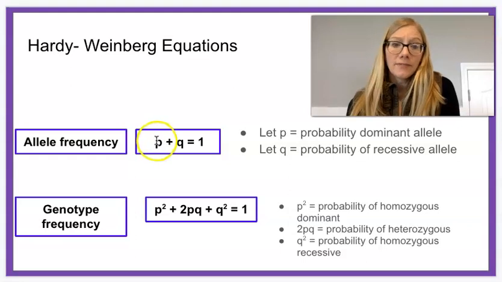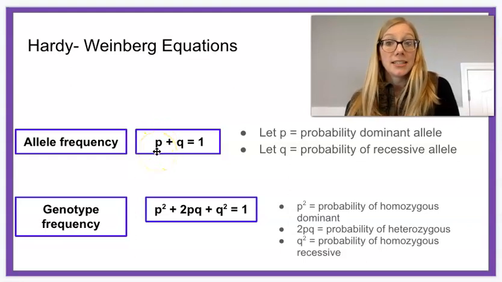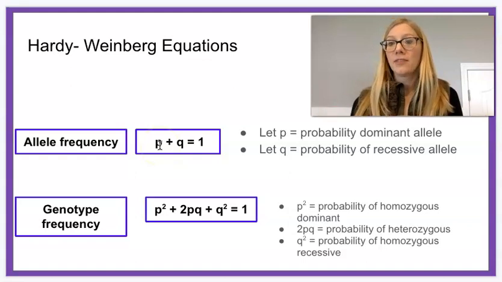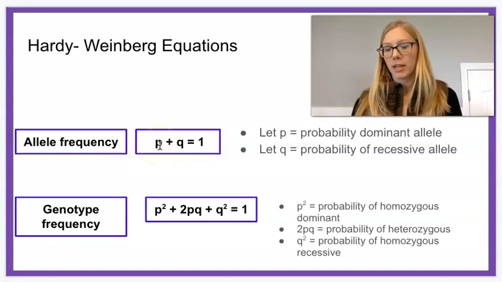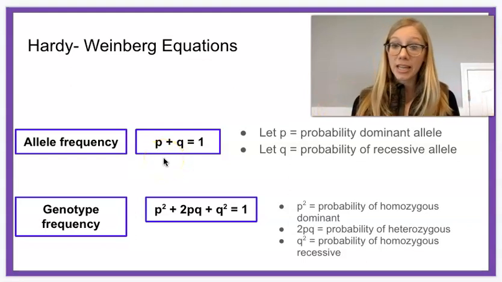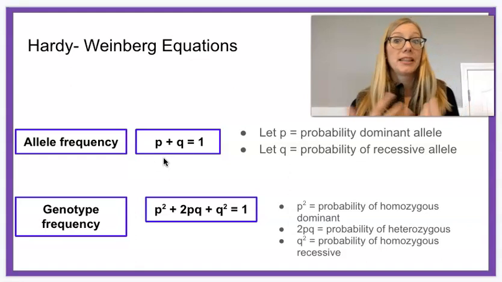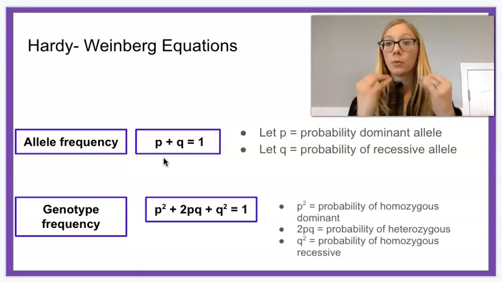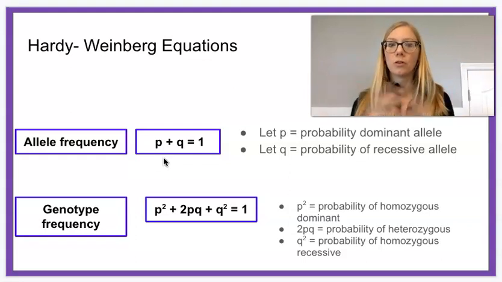If I have 0.5 of my population that is the dominant allele and 0.5 is recessive allele, 0.5 plus 0.5 equals 1. Okay, that would make up my entire population. I could also think about it, 0.3 was dominant. That would mean that 0.7 was made up of the recessive allele, again equals 1. Parts are equaling the whole.